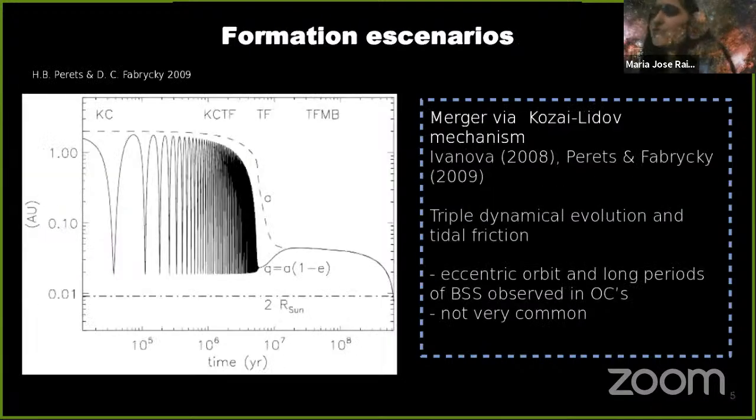Another way to make blue stragglers is via the Kozai-Lidov mechanism. Hierarchical triple systems are stable configurations of a close inner binary orbited by a third star at a much larger distance. It is possible for the third star to induce eccentricity fluctuations in the inner binary, potentially causing the inner binary to merge through a process known as the eccentric Kozai-Lidov mechanism. The effect is shown in the figure, which basically shows the separation in astronomical units of an inner binary over time. After phases of Kozai cycles, tidal friction and magnetic braking, the inner binary merges.